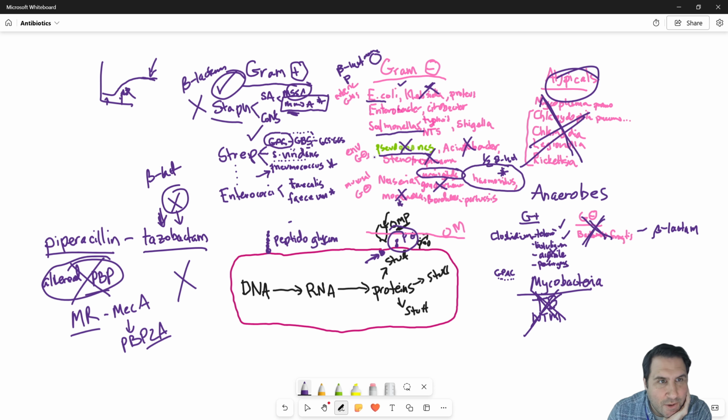However, let's look at our E. coli and all these guys. Do these produce a beta lactamase? The answer is yes, they do. In fact, in most cases that are resistant, it's beta lactamase. So if you inhibit the beta lactamase, do you get better coverage? The answer is yes. And we'll talk about the list in just a second.